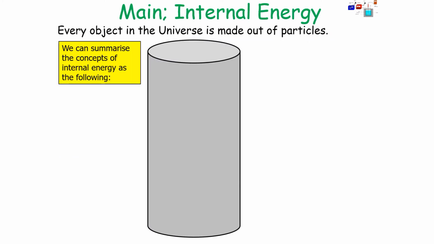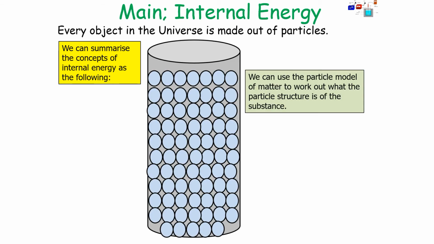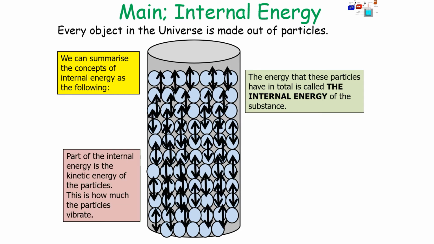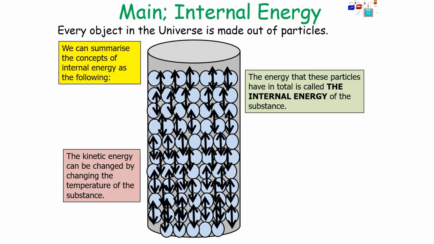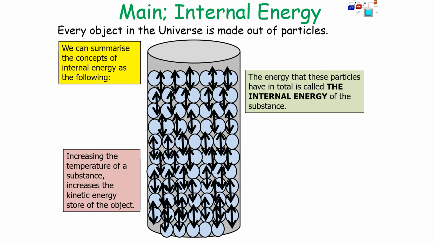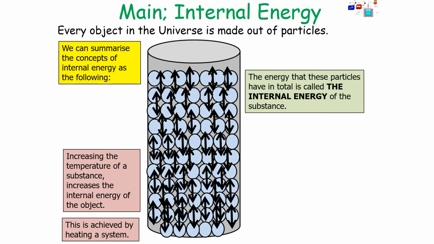So to summarize these ideas, we can consider the following example: all objects and substances are made out of particles. Now, the energy that these particles have in total is called the internal energy of that substance. Part of that internal energy is the kinetic energy store of the particles, which is how much the particles vibrate or move. The kinetic energy store can be changed by changing the temperature of the substance. So, increasing the temperature of the substance increases the kinetic energy store of the object. Therefore, that would increase the internal energy of the object, which is achieved by heating up the substance, by putting work into the system.